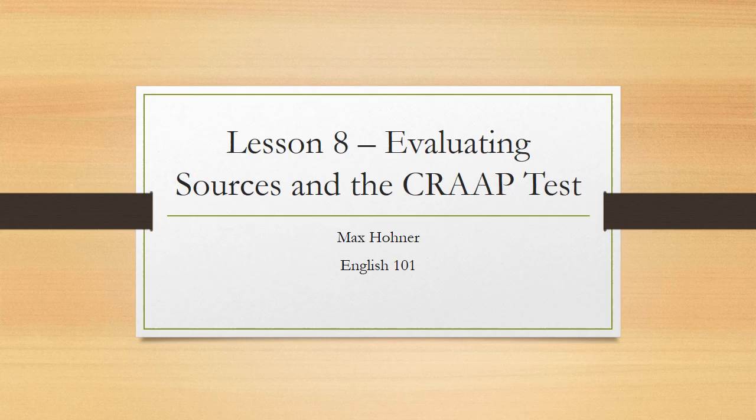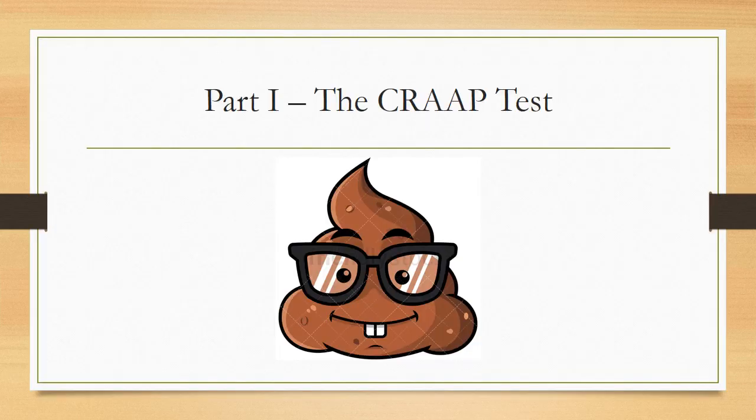To help you remember how to determine if a source is credible, some librarians I know have come up with an acronym called the CRAP test. So it's a funny name, and the funny part is the source has to be crap in order to pass the test. It should be credible, reliable, authoritative, accurate, and have an objective purpose.